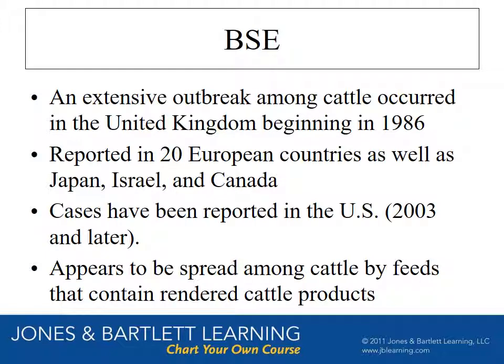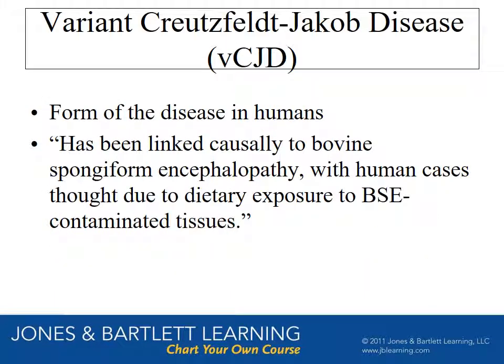There was a large outbreak in the late 80s, and it shifted the type of food that we give cattle. We no longer give cattle food made from other cows. The human form of the disease is called Creutzfeldt-Jakob disease, and it's been linked to exposure through cattle. It's a similar neurological disease with progression that can't be stopped, and ultimately it's fatal. These are very rare, but it does occur in humans.